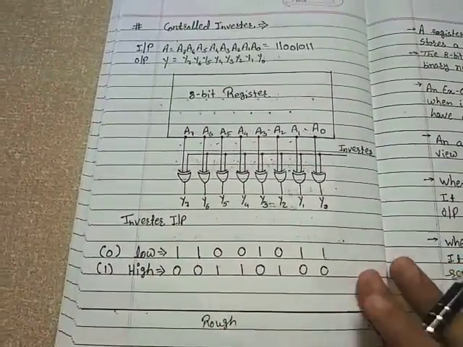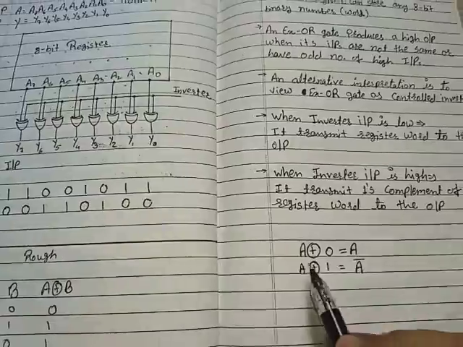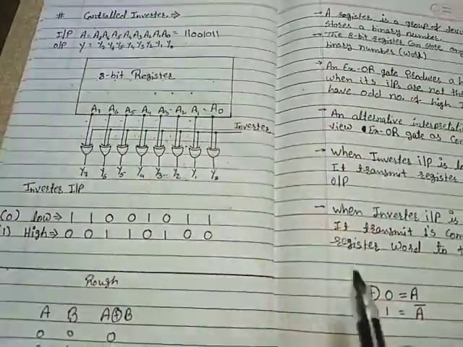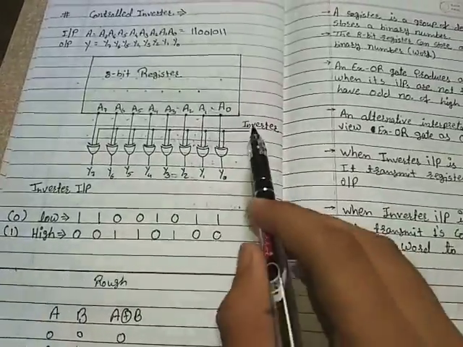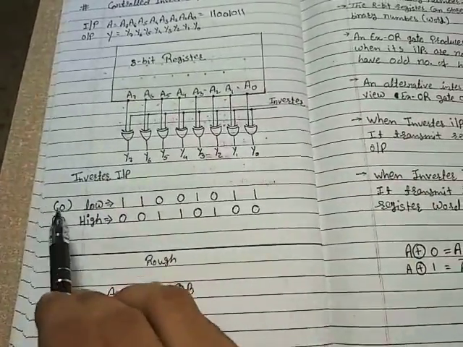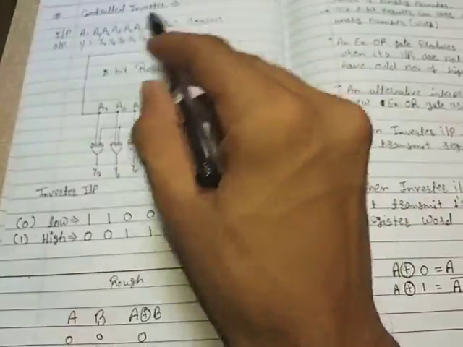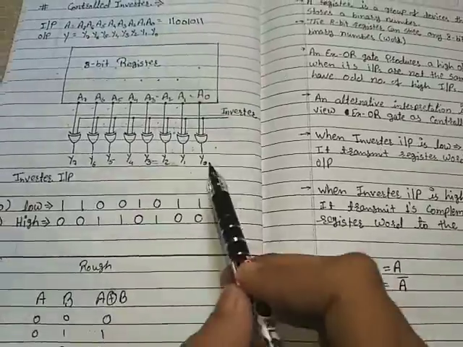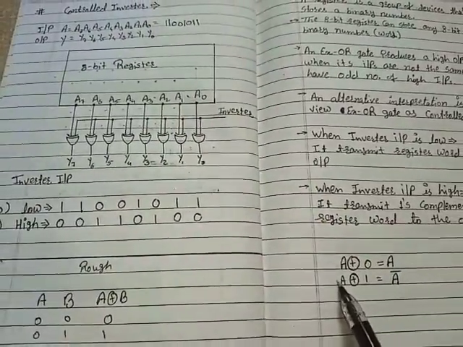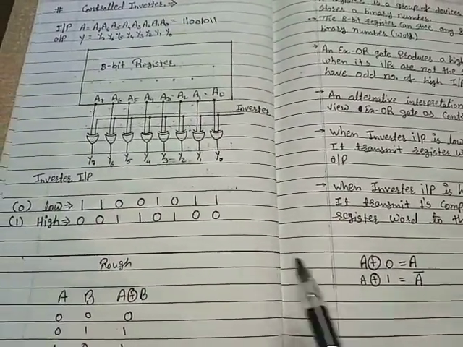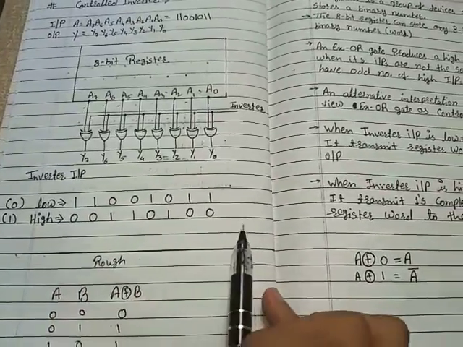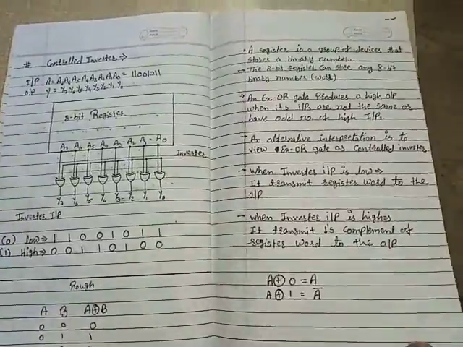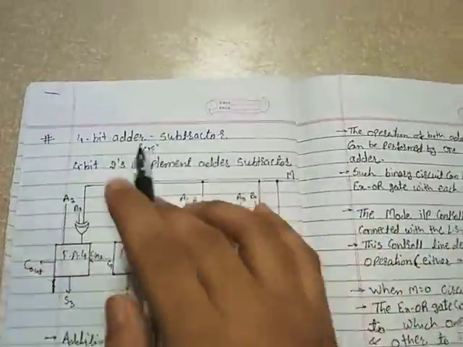Now from this, what we concluded: A XOR 0, where 0 means the inverter is low. When the inverter is low, the output is the same as the input, that is A XOR 0 is equal to A. And when the inverter is high, that is A XOR 1, it will give me A bar. Look at here. That's all about the controlled inverter. Let's move to the next topic.